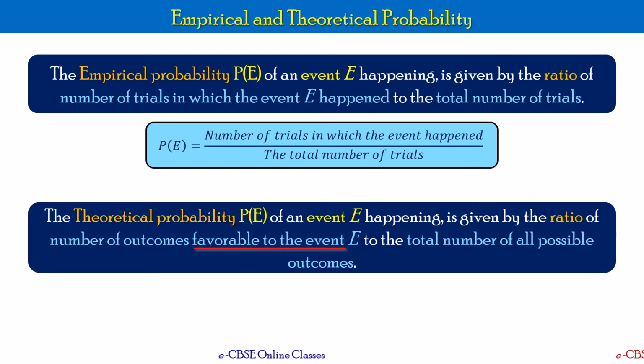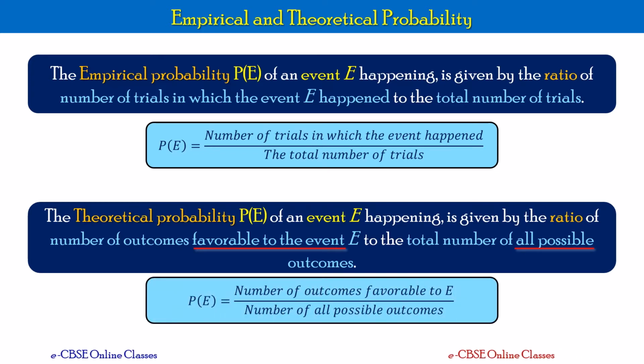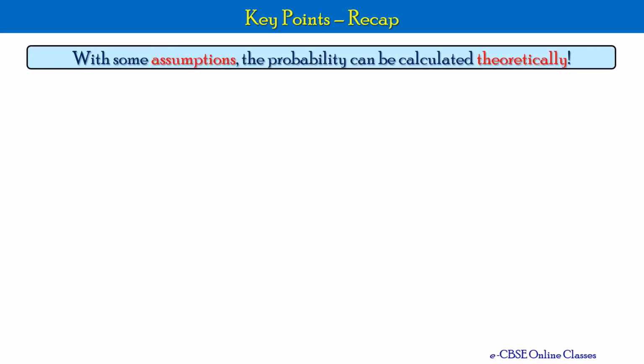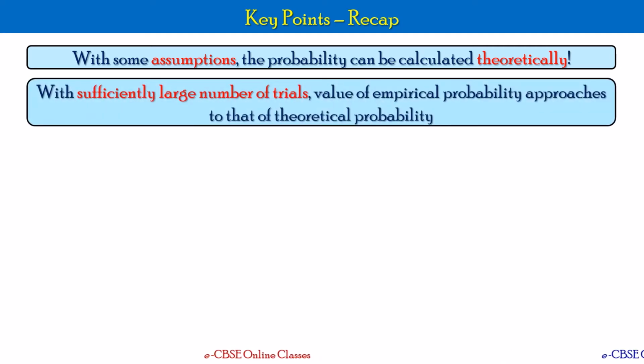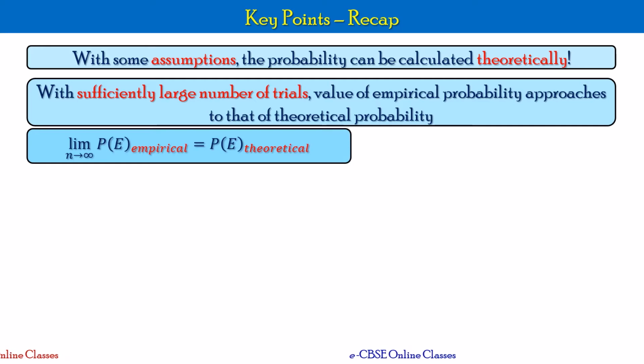Notice the keywords here: favorable to the event and all possible. So here P of E is equal to number of outcomes favorable to E divided by number of all possible outcomes. Now let's also quickly recap the key points that we have learned. With some assumptions, the probability can be calculated theoretically. With sufficiently large number of trials, value of empirical probability approaches that of theoretical probability. Limit n tends to infinity, P of E empirical is equal to P of E theoretical.